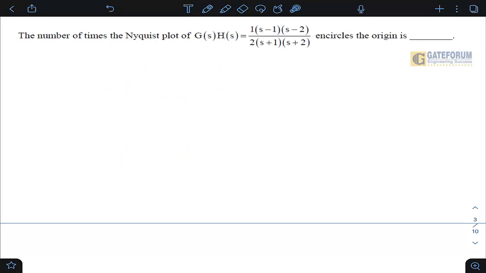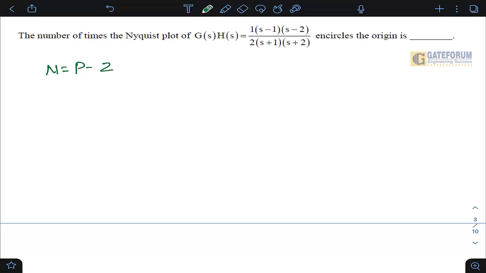This question is asked in GATE 23 of Instrumentation. This is from the Control Systems subject and from the Nyquist plot topic. The question is: the number of times the Nyquist plot encircles the origin is dash. So we can directly tell this answer using the Nyquist stability equation, which is N is equal to P minus Z. One of the ways is you plot the Nyquist plot and from there you can tell, but that much is not needed for these 1 mark questions. Using this equation, we can tell easily.